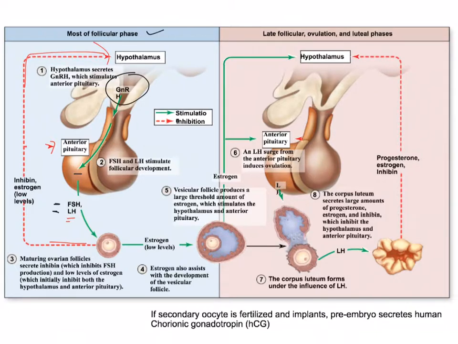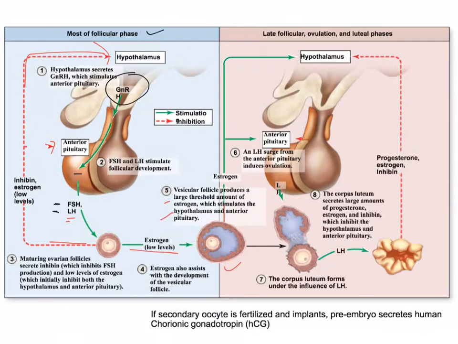Now what happens if we have low levels of estrogen? Then the estrogen is going to help the follicle develop. Then the follicle produces a huge amount of estrogen, a large threshold amount of estrogen, and that's going to stimulate the hypothalamus and the anterior pituitary. So they're just putting this on another page.